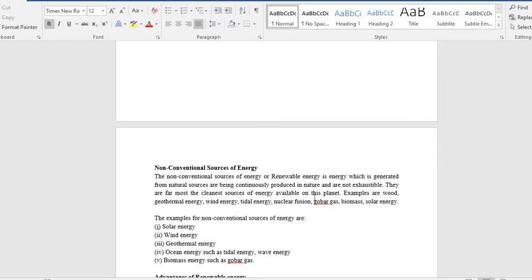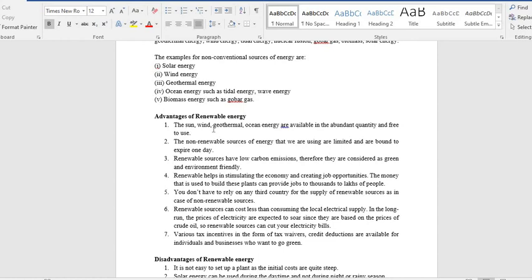Now let us see the non-conventional sources of energy, which are not the traditional way of producing electricity, and not traditional power plants. They use renewable sources, which can be renewed in time. They are found in abundance. These are among the cleanest sources of energy available on the planet, and they are continuously produced and not exhaustible. These are wood, geothermal energy, wind energy, tidal energy, biomass and solar energy, all of which are renewable sources of energy.